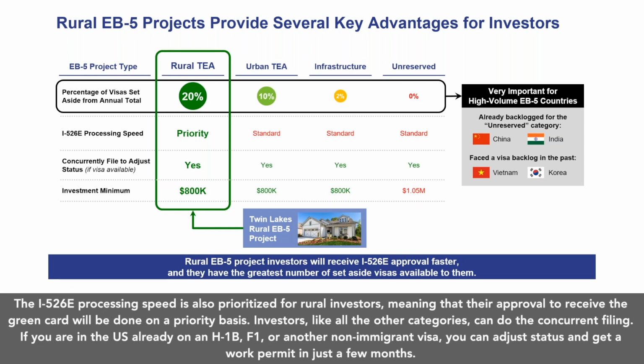The I-526E processing speed is also prioritized for rural investors, meaning that their approval to receive the green card will be done on a priority basis. And investors, like all the other categories, can do the concurrent filing. So if you are in the US already on H-1B, F-1, or another non-immigrant visa, you can adjust status and get a work permit in just a few months.